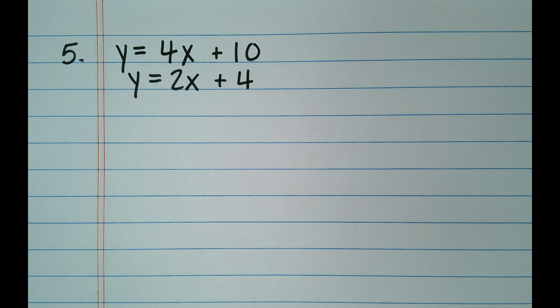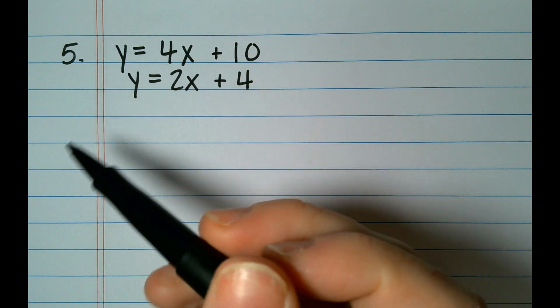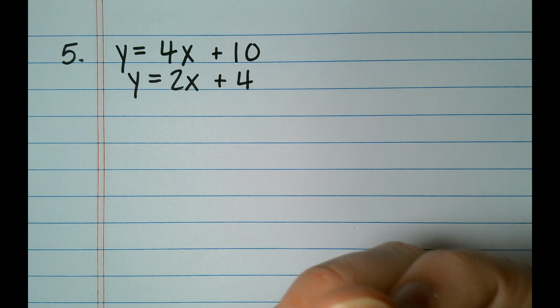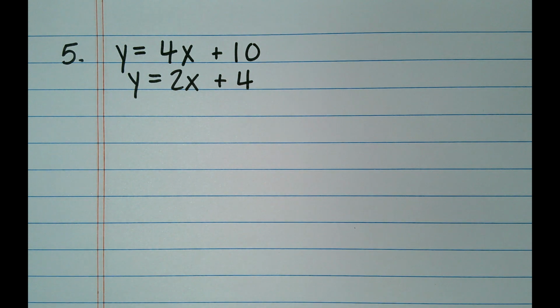I actually like this method the best for whatever reason, but it just depends on how your brain works. So whenever we're using substitution, what's our first step? We can pick one of our equations. What am I gonna do with the equations? We're gonna set them equal to each other.